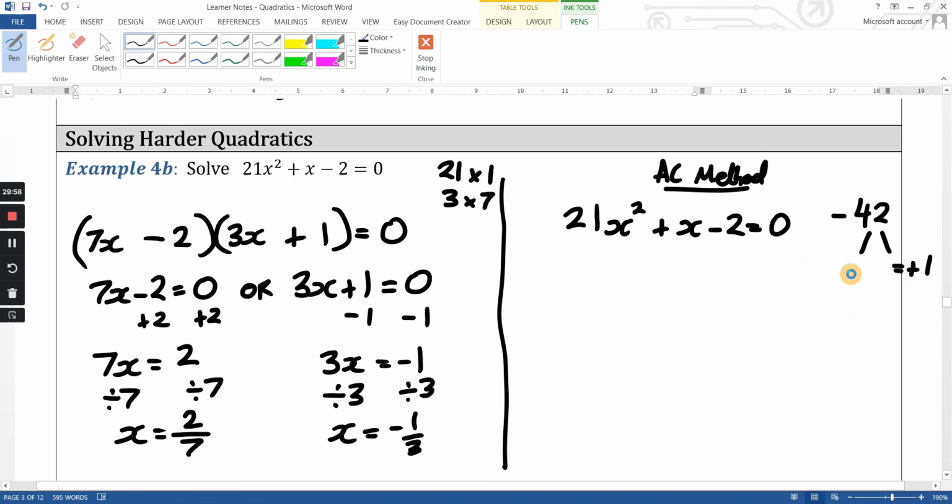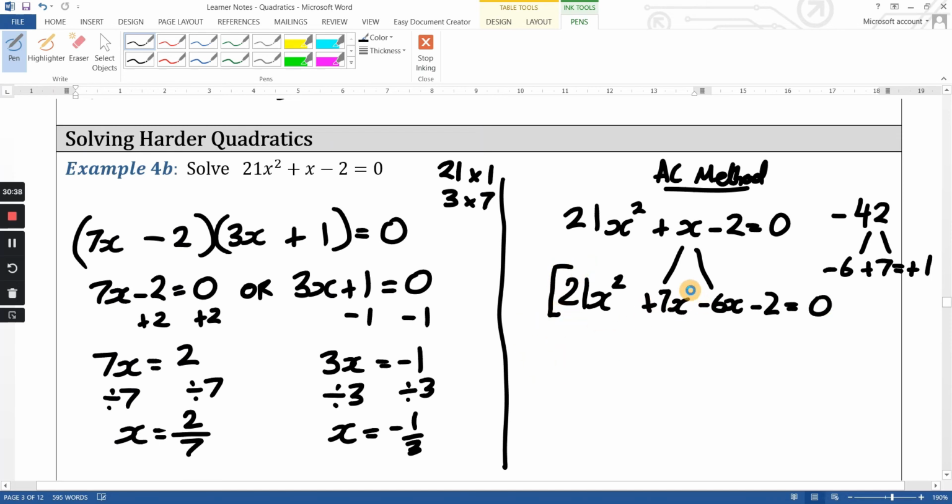It's going to be 6 and 7 definitely, isn't it? 6 and 7. Yeah, that's got to be positive, that's got to be negative. So let's split this. Do you know what? I'm going to put the 7 next to the 21 because I know I can factorize that more easily. So I'll put plus 7x here and minus 6x here. Let's bring the 21x squared down. Let's bring the minus 2 down.